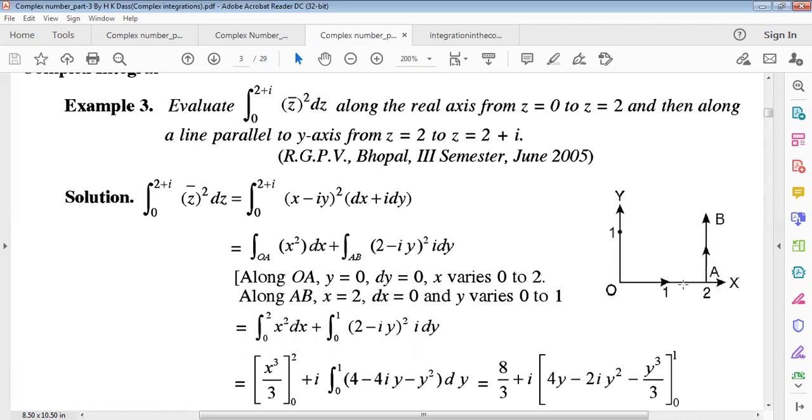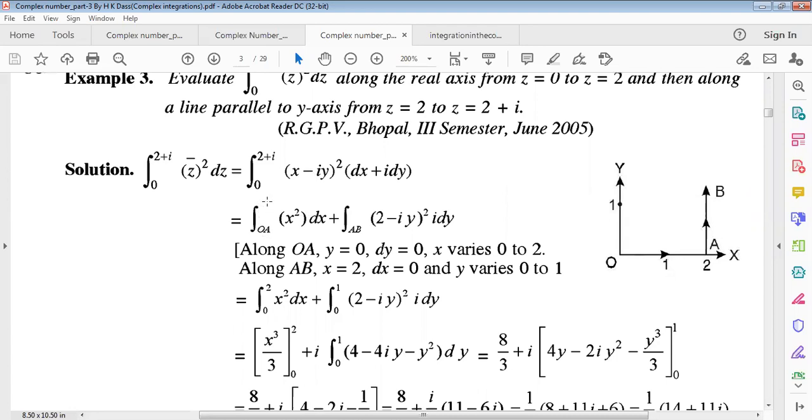Real axis means what? X-axis. And the y-axis will be the imaginary part. Here the imaginary part of 2 plus 0 into i is 0. And here the imaginary part is 1: 2 plus 1 into i. Okay, y equals 1 here. In this complex number, it is not only a real number, it is also a complex number. So 2 can be written as 2 plus 0 into i. The imaginary part is 0.